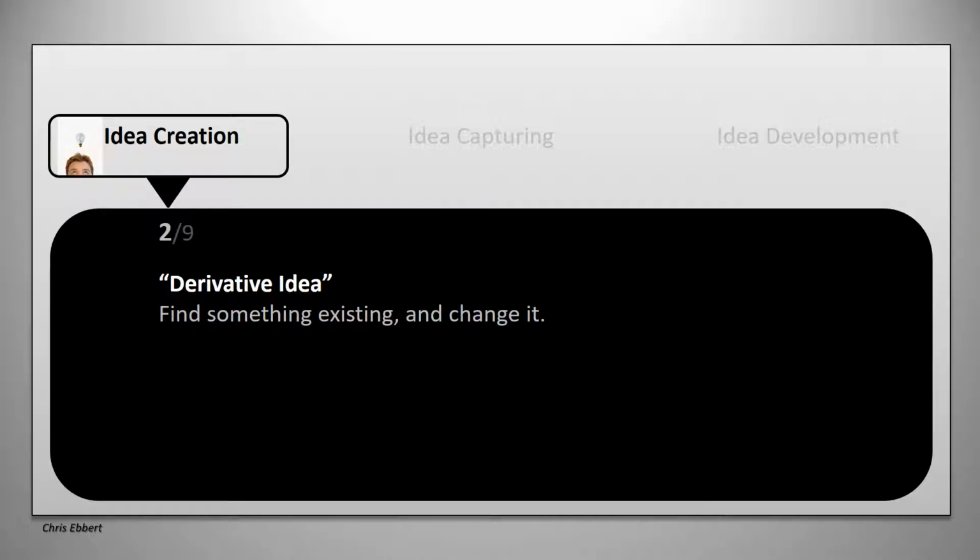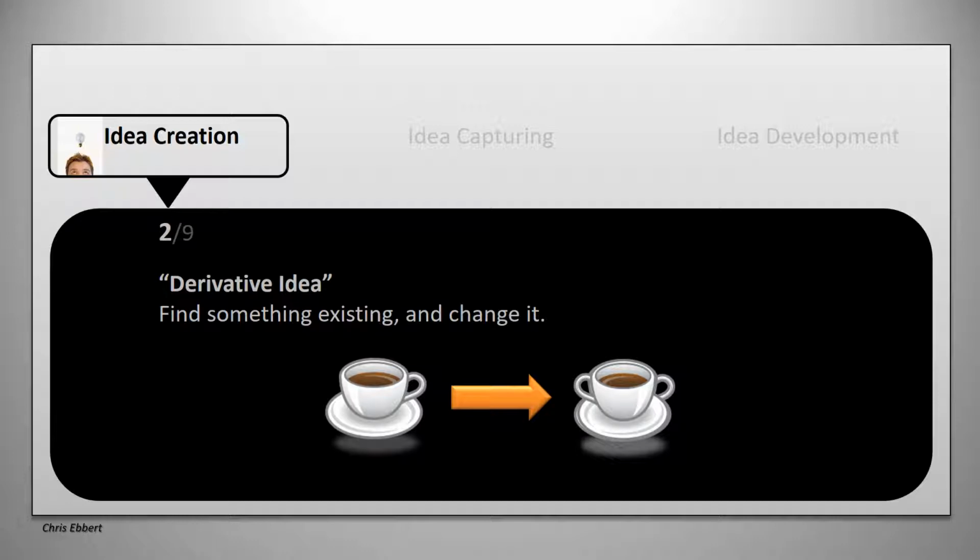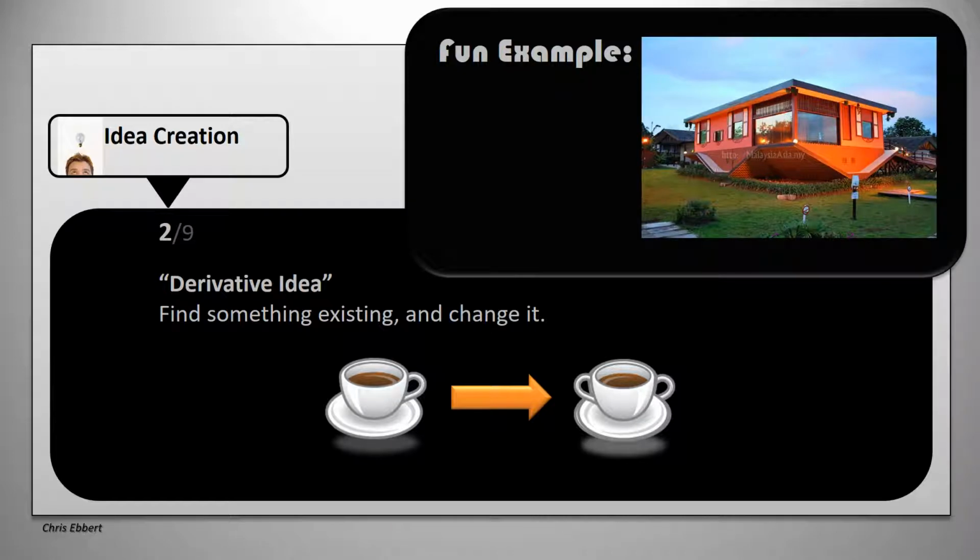You can do something like this as well. You can have what they call a derivative idea, which is a bit like this. You find something that exists and you change it a little bit. So here we have a coffee cup with two handles. Why not? Just one example, here's a restaurant in the Netherlands, and they couldn't think of a way of making it more interesting. So what they did is they just used a house and turned it upside down. Why not?